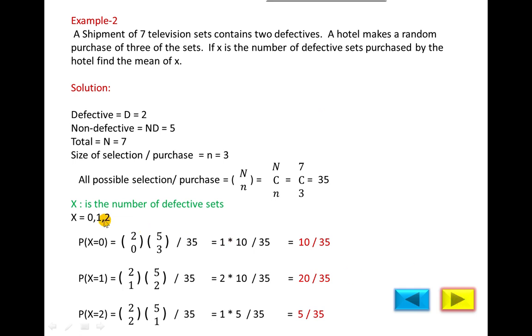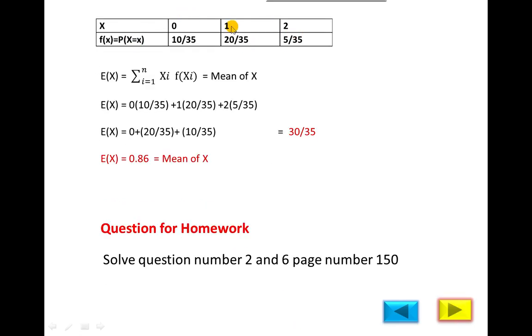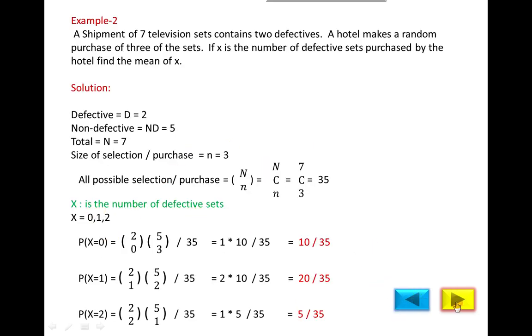So if you represent in the form of a table: 0 with 10 upon 35, 1 with 20 upon 35, 2 with 5 upon 35, the table is called a probability distribution table. And then calculate the mean E(X). 0 multiplied by 10 upon 35, x into probability, plus sign, summation sign means plus sign, 1 into 20 upon 35, 2 into 5 upon 35. Simplify this: 30 upon 35 equals 0.86. This is the mean of x, mean of random variable x, or mean of defective sets.